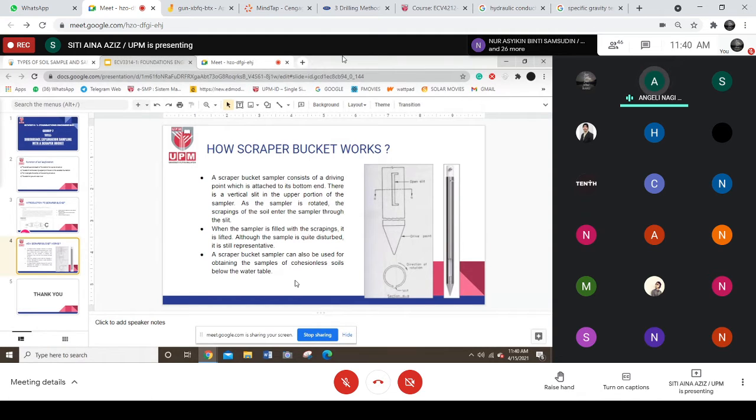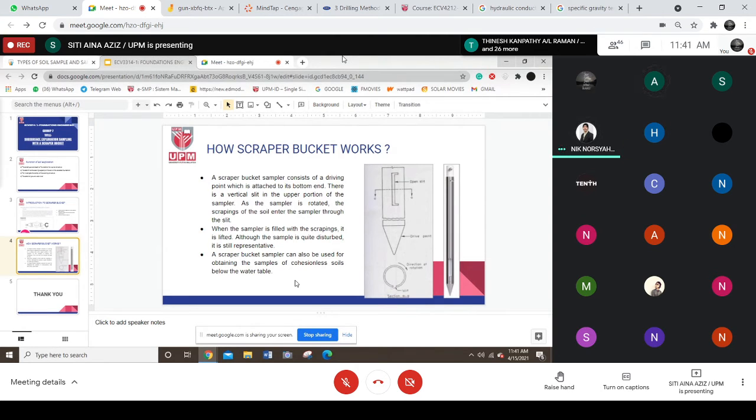But basically, if we want to find the most cost effective sampler, it must be something that can work on various conditions of soil. But I'm not sure if that's correct. And we could not find much information about the scraper bucket on Google. So I think that is our answer. I see. Thank you, Anjali.